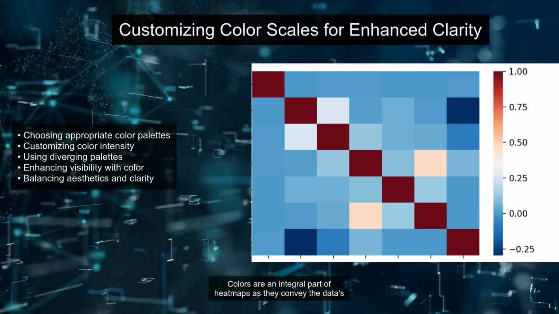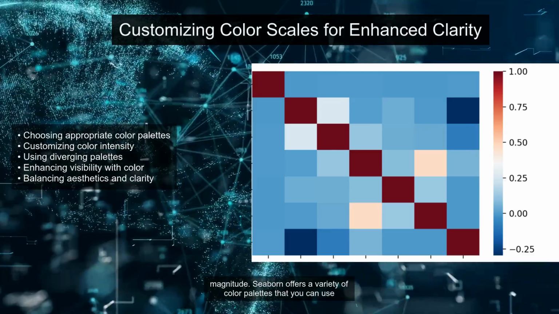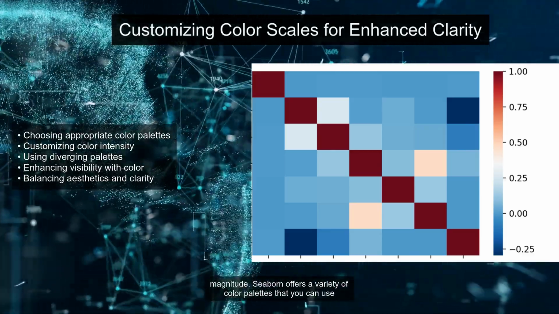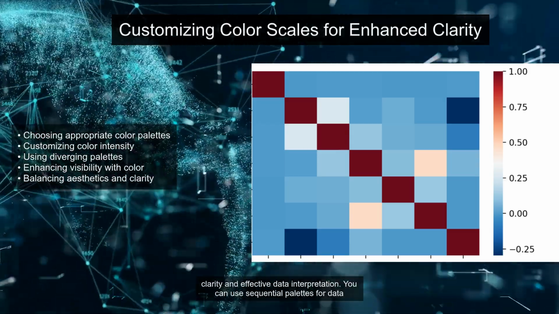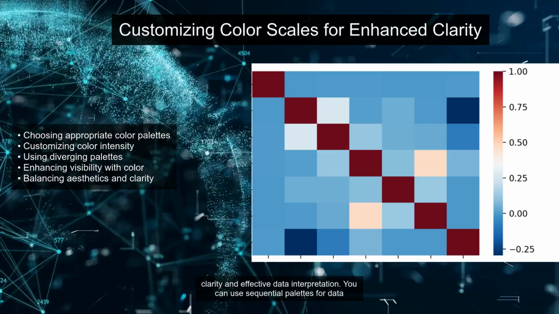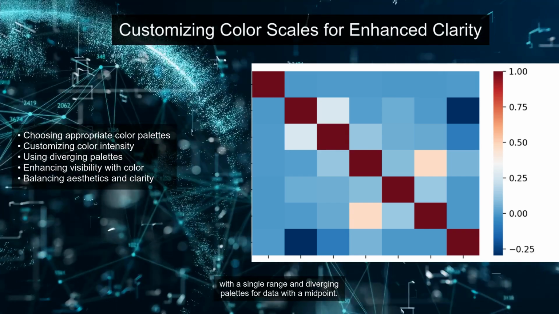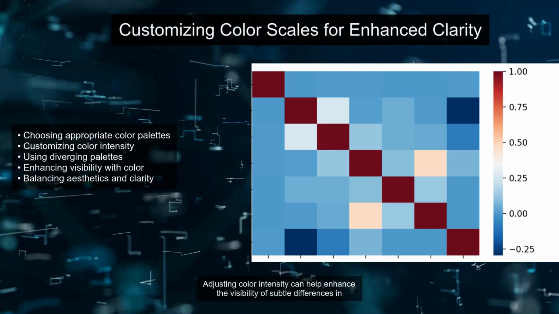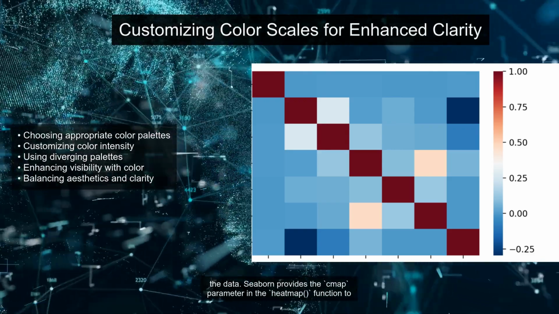Colors are an integral part of heat maps as they convey the data's magnitude. Seaborn offers a variety of color palettes that you can use to customize your heat map. Choosing the right color palette is essential for clarity and effective data interpretation. You can use sequential palettes for data with a single range and diverging palettes for data with a midpoint. Adjusting color intensity can help enhance the visibility of subtle differences in the data. Seaborn provides the cmap parameter in the heatmap function to specify your color palette.